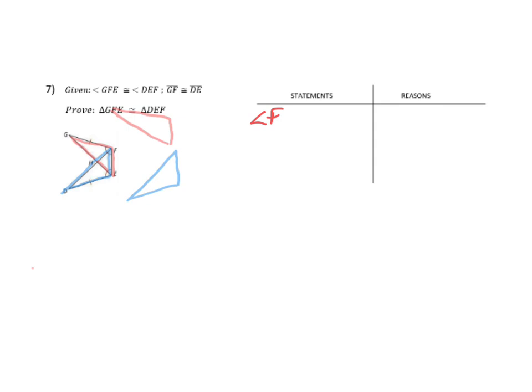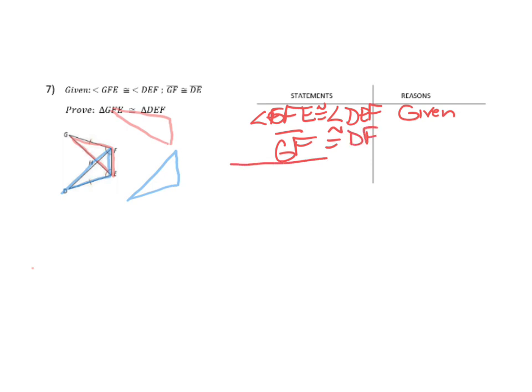Let's go ahead and put the given in on your proof. Angle GFE is congruent to angle DEF. That's given. That's a congruence. That's helpful. And they gave us another congruence. GF is congruent to DF. That's given. You could write given again or just draw your line so we know it's all given. Okay. You've got a segment and you've got an angle. That's two things right off the bat.